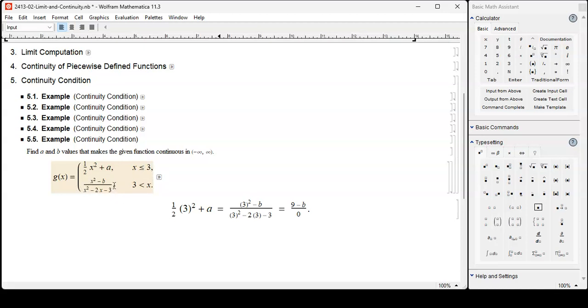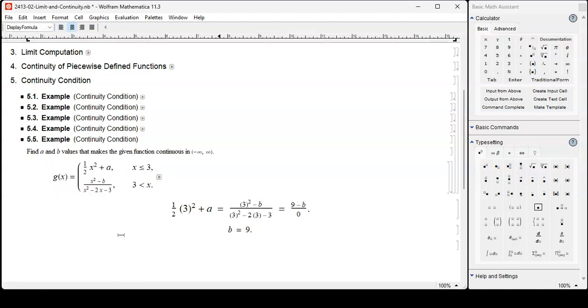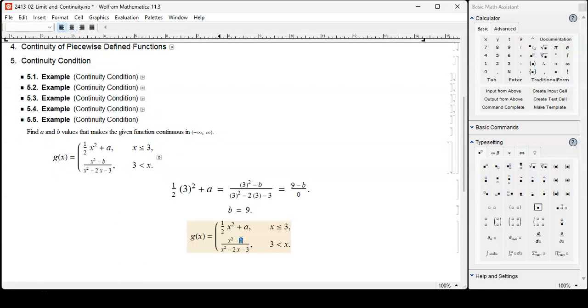We only need a limit. In order to have a limit, this has to be a 0 over 0 type. Something else over 0 will never give me anything, you see? In order to have anything valid, we have to have a 0 over 0 type limit. So this expression has to be like this.